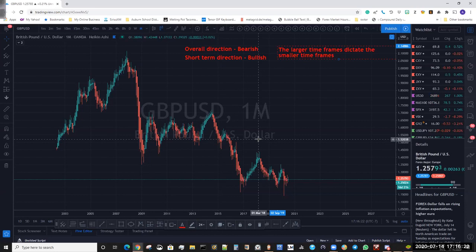The monthly is the same way. You have 30 days in a month. The individual weeks are not greater than the month. The individual days are not greater than the weeks. The individual hours are not greater than the day, and the individual minutes are not greater than the hours. Larger time frames dictate smaller time frames.